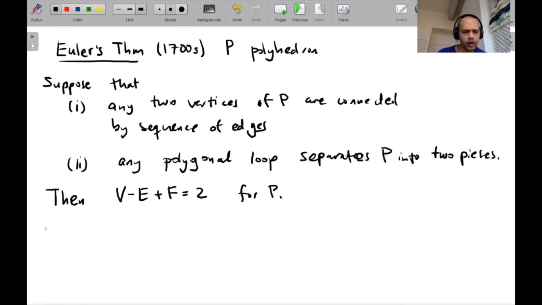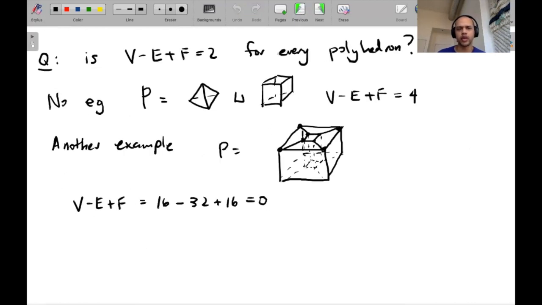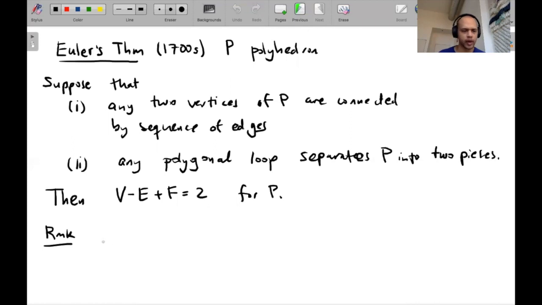So let me point out that these two properties, 1 and 2, exclude the two examples that we saw on the previous page. The example P that is a union of a tetrahedron and a cube fails 1. Here you have two vertices that are not connected by a sequence of edges.